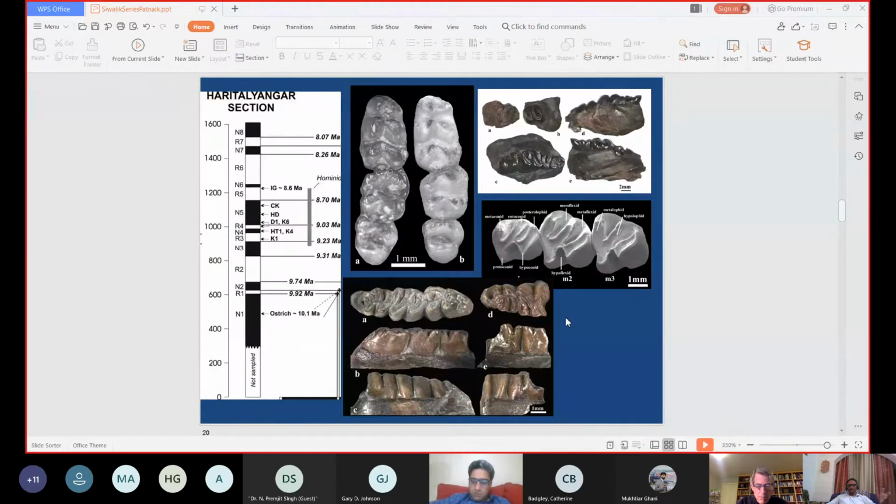We also have, of course, some very interesting rodents, and wherever we find these rodents, they tell us a great deal about the ecology as well as the stratigraphy. So when we look at the Potwar rodents and rodents from Haritalangar, we find some similarities and some dissimilarities.